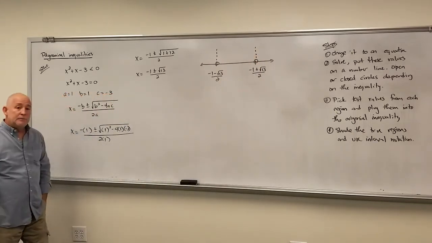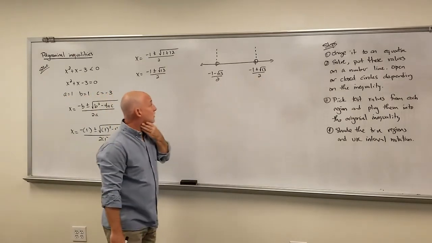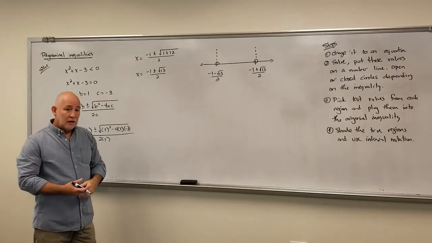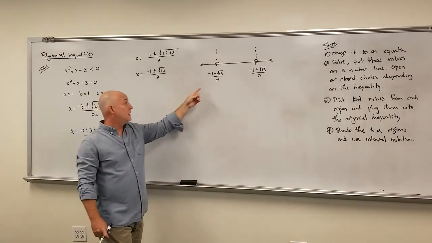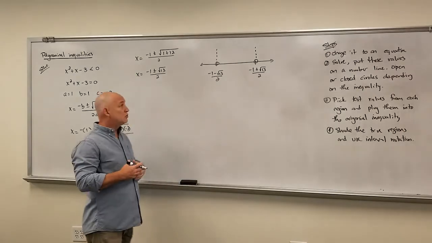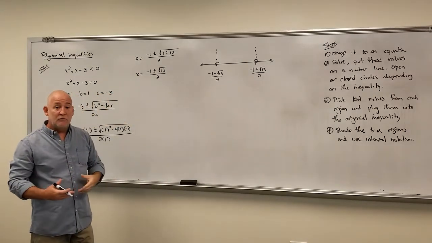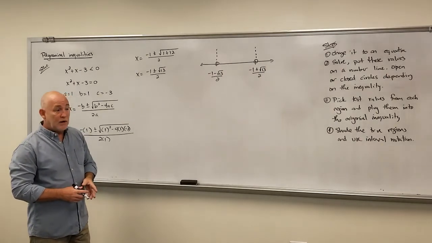All right, now we need to pick values for each one of these regions and plug it into our inequality and see if it's true or false. Now, here's a problem. What is this number, right? That is a number, and if I had a calculator, I could stick it in the calculator, but we should be able to approximate that really fast in our head. Now, there's a video up on how to approximate radicals.